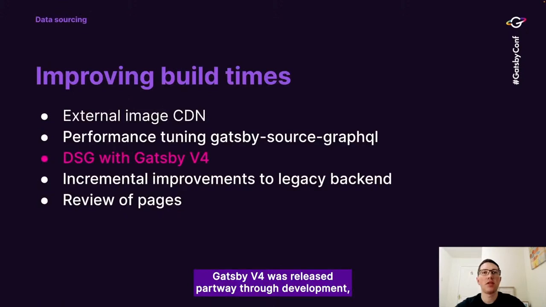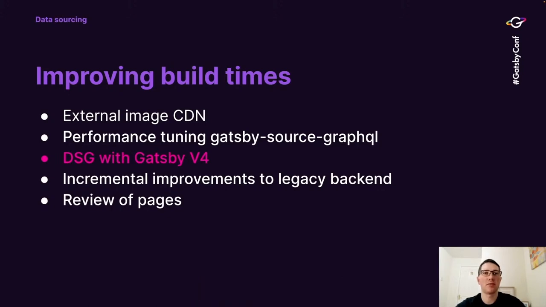Gatsby V4 was released partway through development, so we decided to leave the upgrade until the end of development, or potentially even until after the site was live. However, the need for V4, specifically deferred static generation, came when around 200,000 extra pages were added to the build. These were mainly low traffic pages, most no traffic, that existed on the current site mainly just because they could.